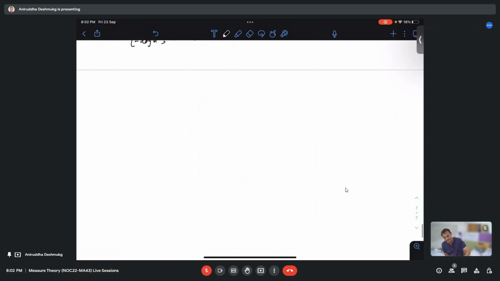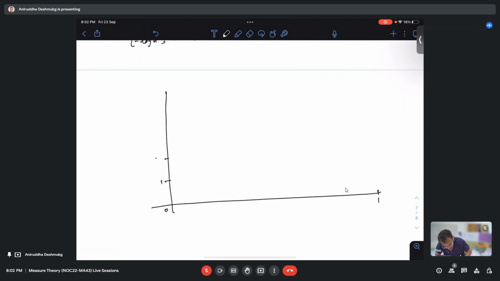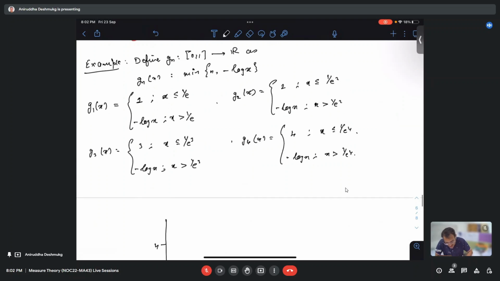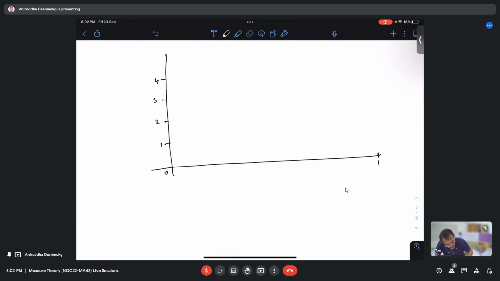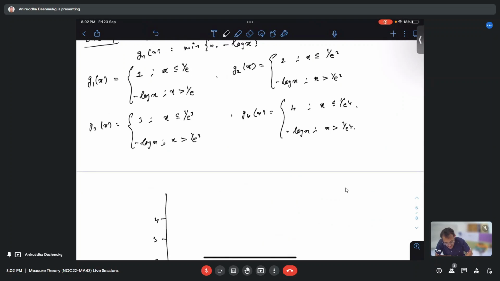Let us try to draw them. This is 0, here is 1, and since we are doing it up till 4, let me mark 1, 2, 3, 4. Okay. So notice that here we have 1 over e square, 1 over e cube, 1 over e to the power 4. So 1 over e, 1 over e square, 1 over e cube, 1 over e to the power 4, and so on. So g1 takes value 1 when x is less than or equal to 1 over e, and then minus log x when x is bigger than 1 over e.